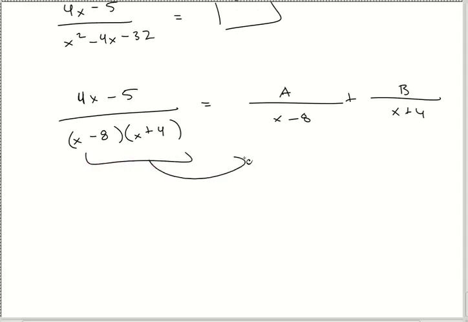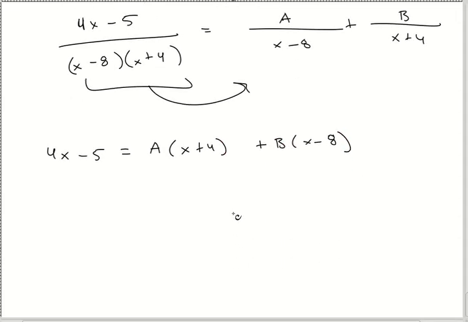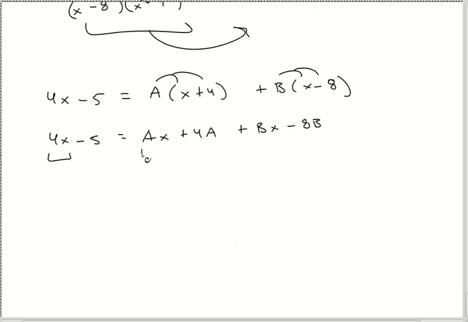Here we go. I now take this and multiply it to the other side. So 4x minus 5 is equal to A times its opposite and B times its opposite. See how fast this goes? Go ahead and distribute. Required step. Ax plus 4A, Bx minus 8B. I guess you could say combine like terms. So 4 is equal to A plus B. Negative 5 is equal to 4A minus 8B.